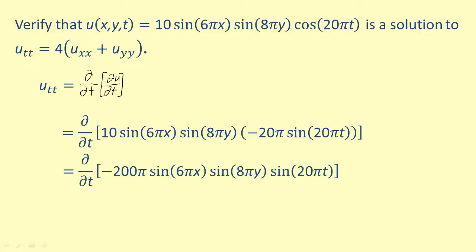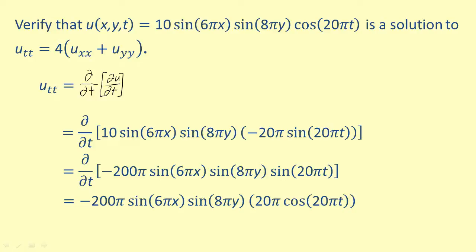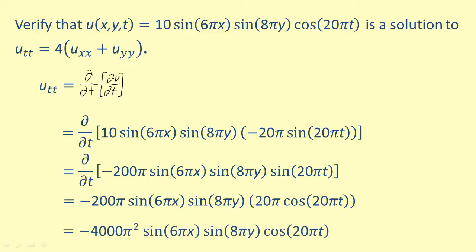Taking the derivative again and moving 20 pi to the front, we find that the second derivative of u with respect to t is negative 4,000 pi squared times sine of the quantity 6 pi x times sine of the quantity 8 pi y times cosine 20 pi t.